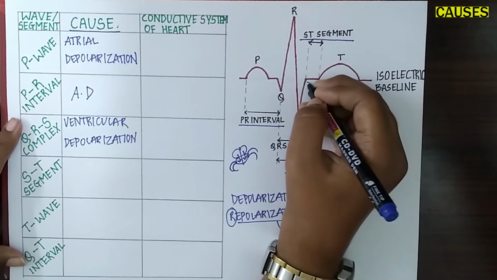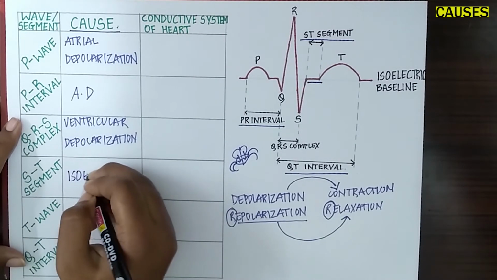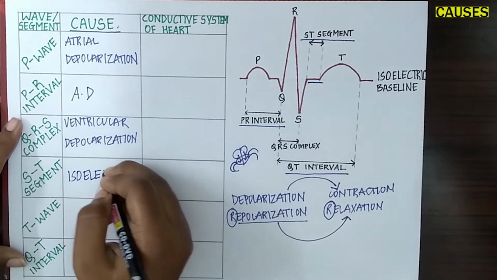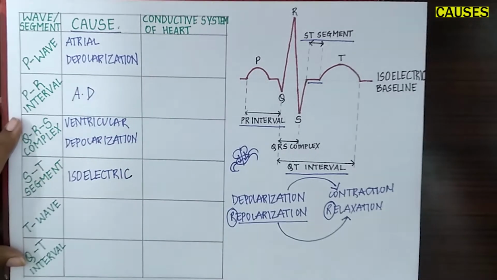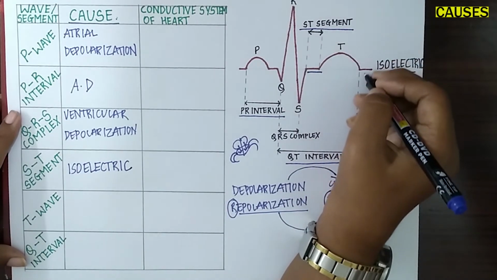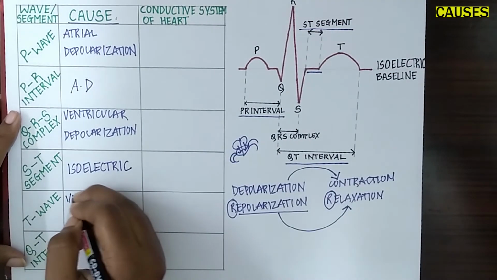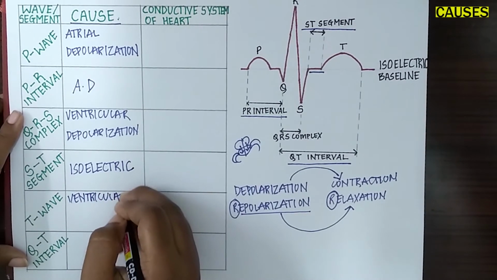Then we have ST segment. It is isoelectric. What does that mean? It is just a time interval between ventricular depolarization and ventricular repolarization. So the T wave shows ventricular repolarization.